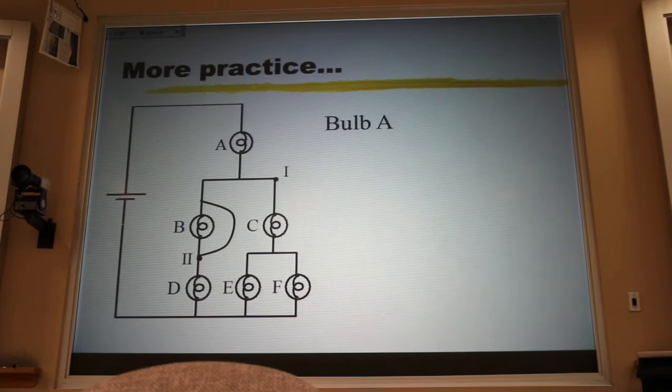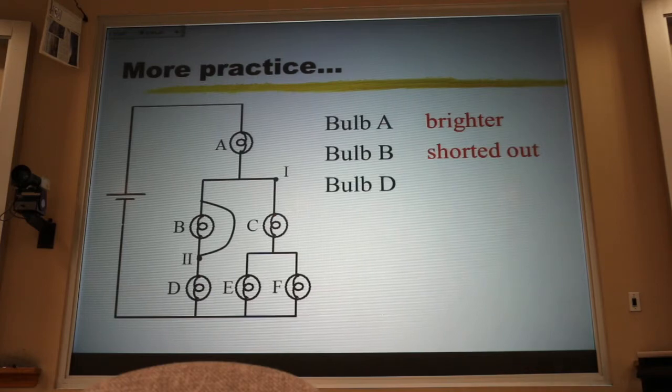What happens to bulb A when I add a path to this circuit? It gets brighter. I've added a path, I've lowered the resistance of the circuit, the current through the battery goes up, and A is an indicator for the battery. B goes out because it's shorted out.